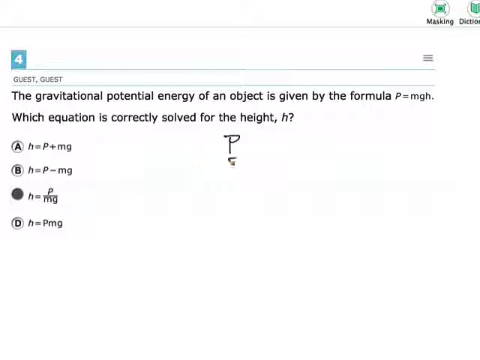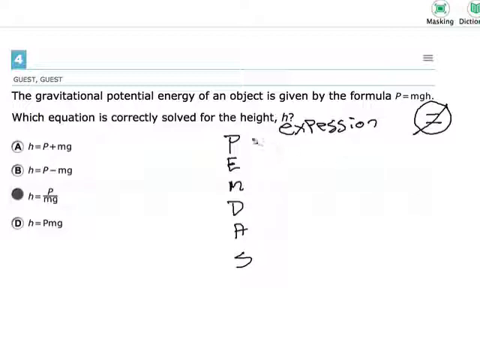PEMDAS: Please Excuse My Dear Aunt Sally. When you're solving an expression, it does not have an equal sign. When you're solving an expression, you go that way. In other words, you're just simplifying. Okay, if you're simplifying an expression.